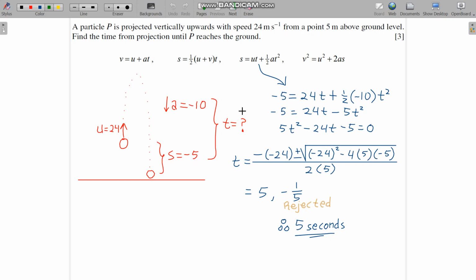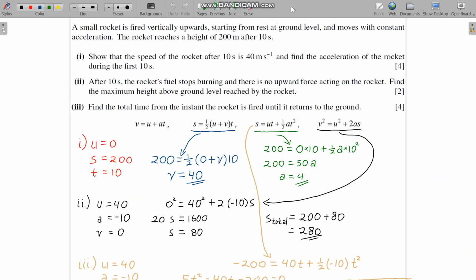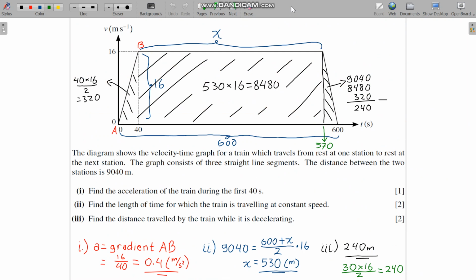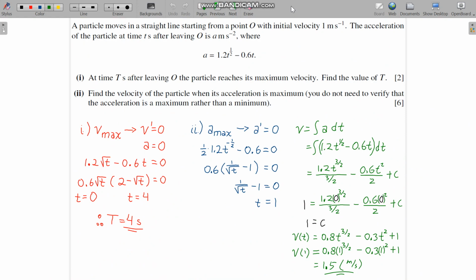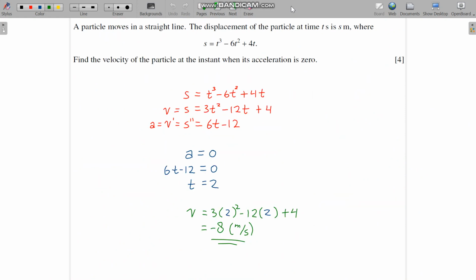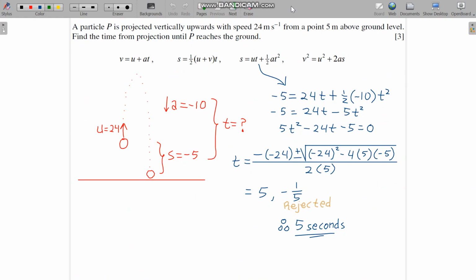Hello everyone, this video is about kinematics of motion in a straight line past paper questions. There are three types of questions about kinematics: the SUVAT formula questions like this, the graph questions like this, and the calculus questions like this. For the SUVAT questions, you're given some variables and you need to find the missing variable.